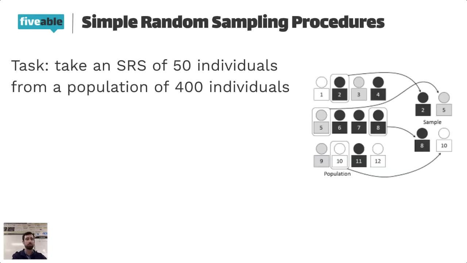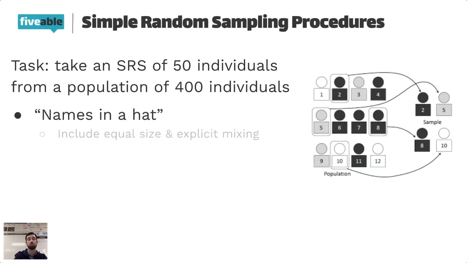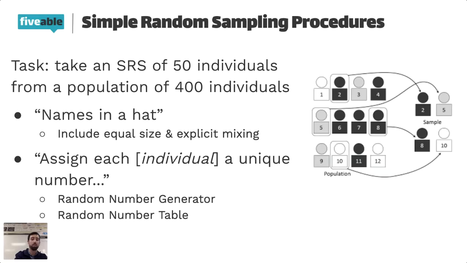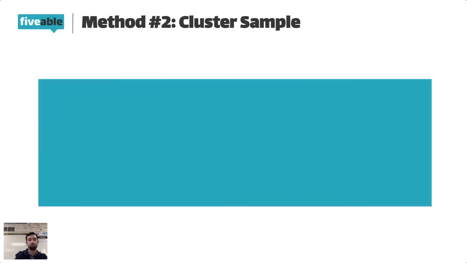So here's how you can do it. If you want to take a simple random sample of 50 individuals from a population of 400, you could throw all the names in a hat, randomly select 50. Every person has the same shot of being chosen, or every group of 50 has the same chance of being chosen. We could assign a unique number to each person, and then using a random number generator or a random table, pick out of the hat. Those are the two main things.